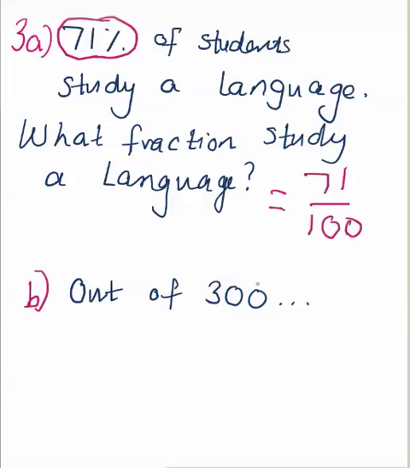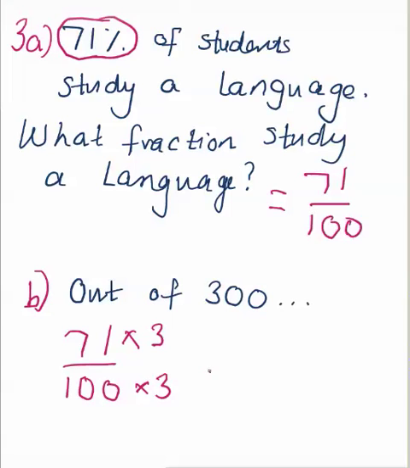But now question B asks us, how many students then would study out of 300? Now remember, this vinculum here means "out of". So I am saying here 71 out of 100. And now question B is asking us, out of 300 students, how many would you expect to study a foreign language? So I have to turn that 100 into 300. And to do that, how do I turn 100 into 300? Just times it by 3. But what I do to the bottom, I must do to the top.